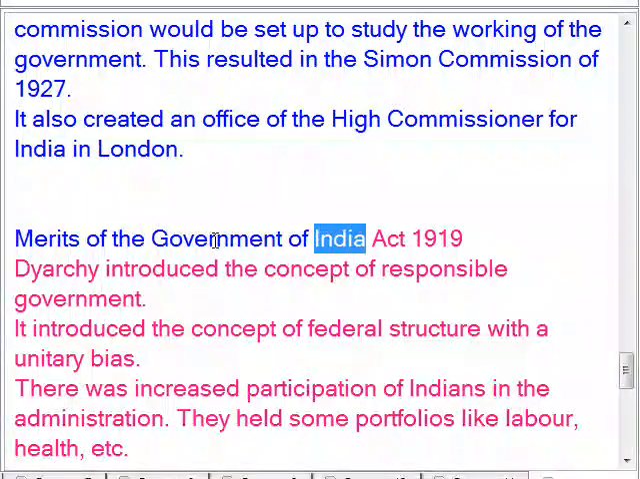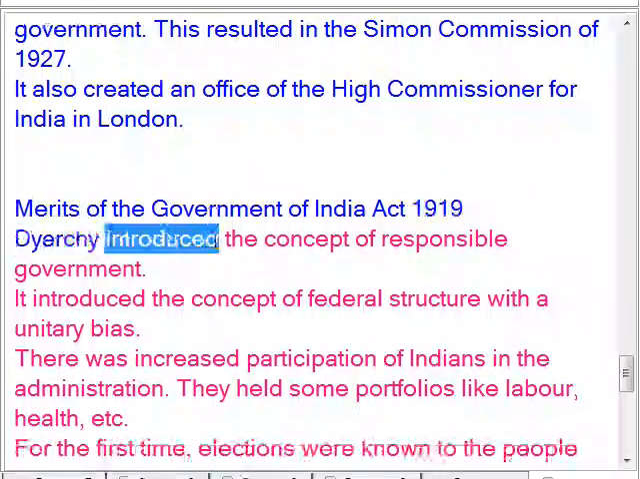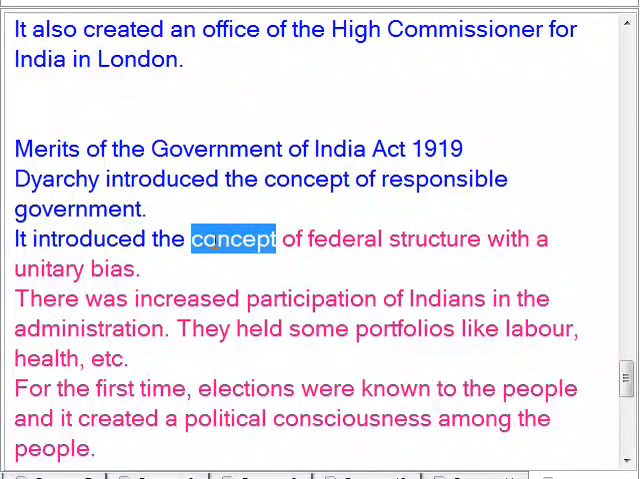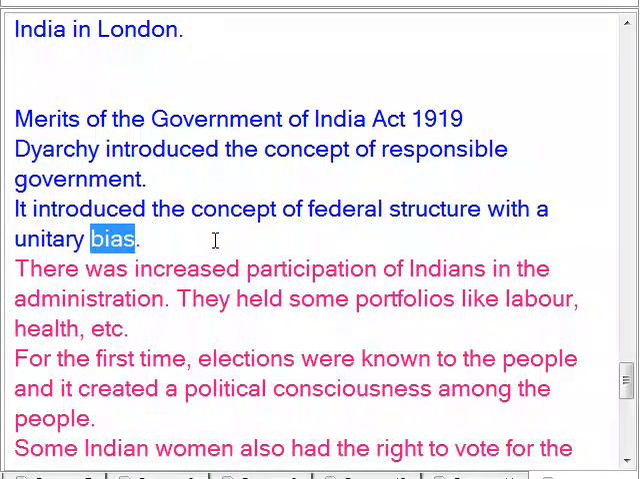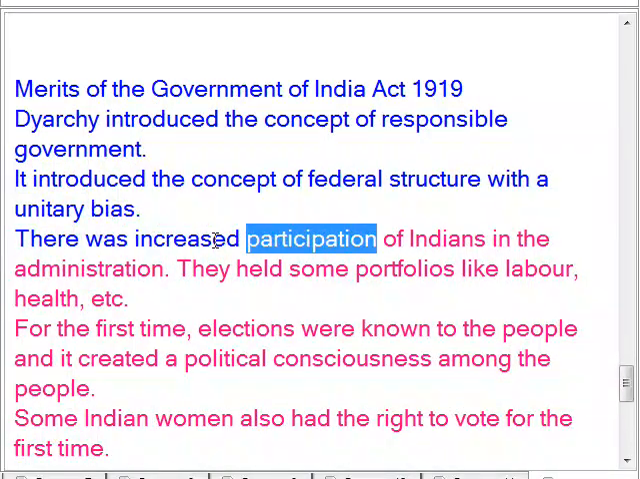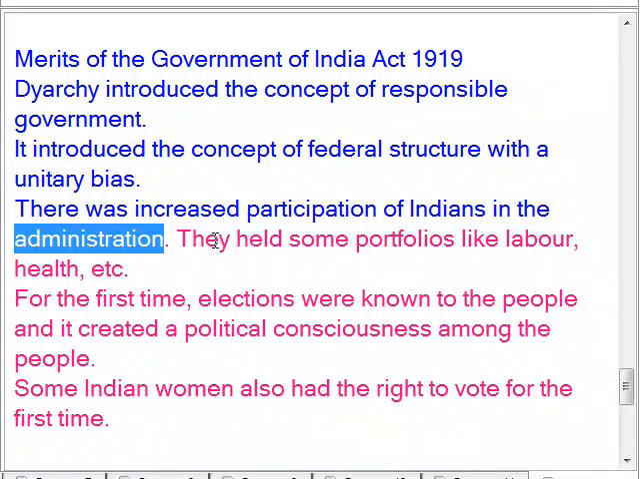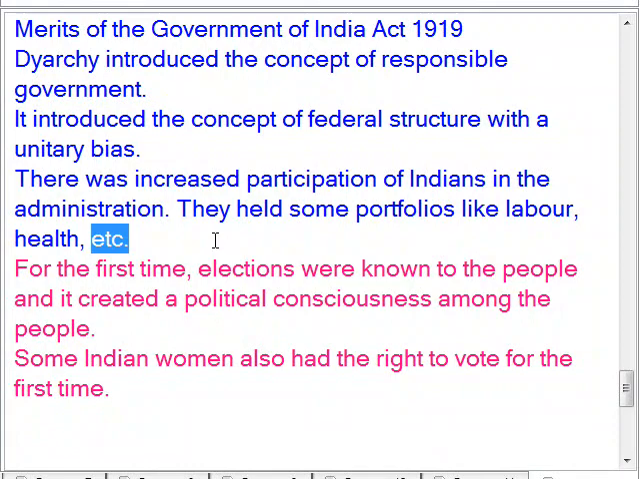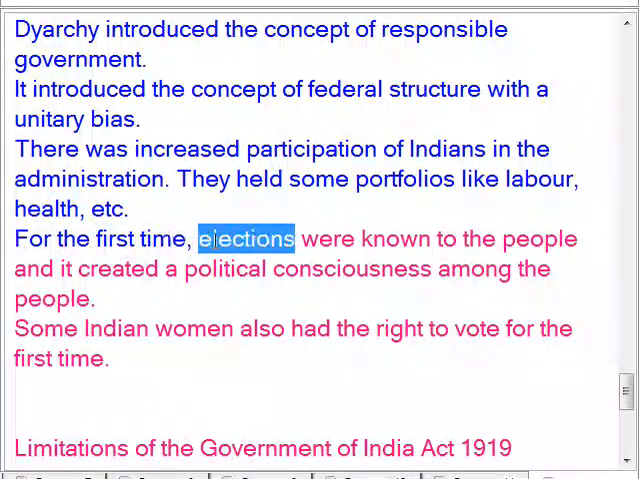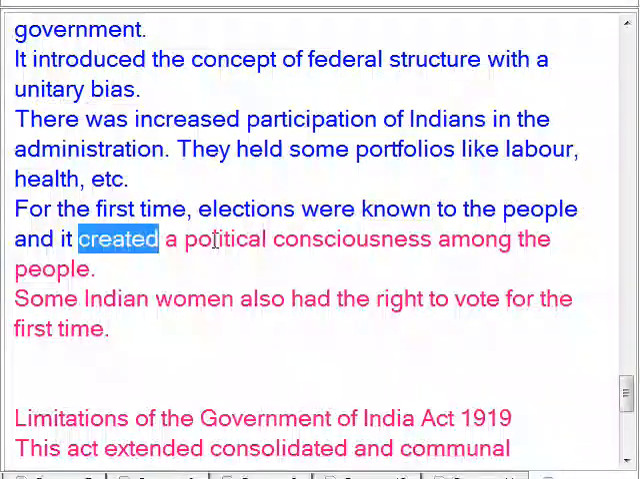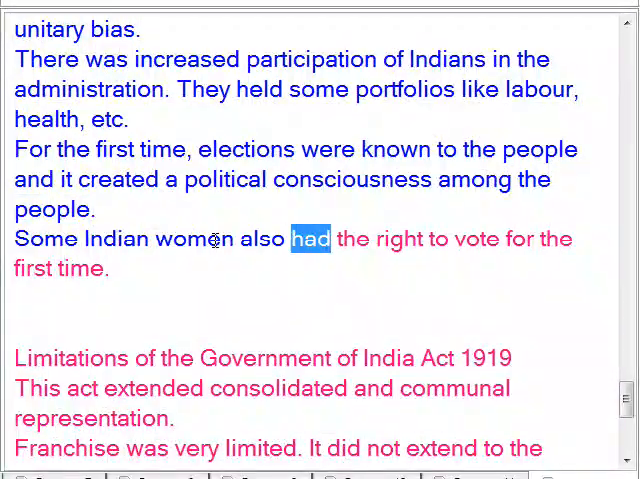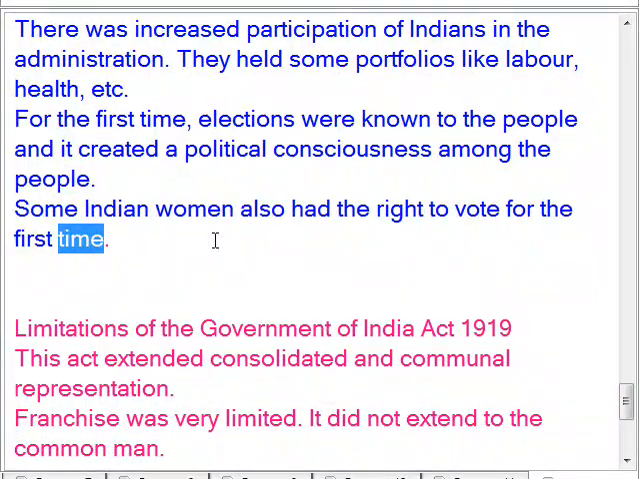Merits of the Government of India Act 1919: it introduced the concept of responsible government. It introduced the concept of federal structure with a unitary bias. There was increased participation of Indians in the administration. They held some portfolios like labor, health, etc. For the first time, elections were known to the people, and it created a political consciousness among the people. Some Indian women also had the right to vote for the first time.